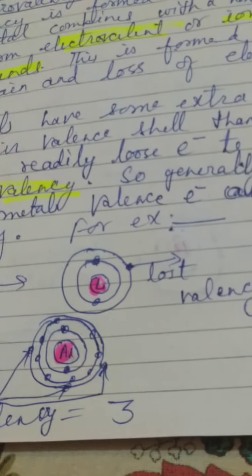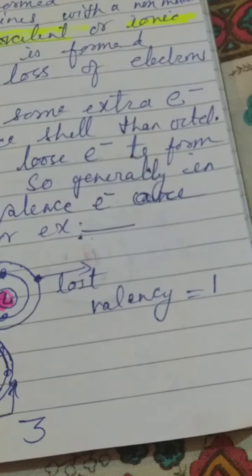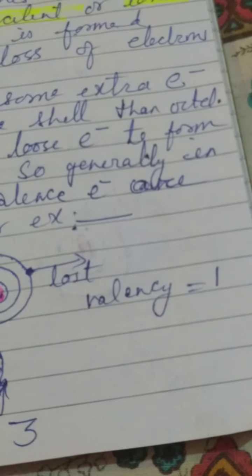first shell and 1 in the next shell. This one electron is lost and that forms the valency. So it is your monovalent. एक इलेक्ट्रॉन लूज हुई, वही एक वैलेंसी है.